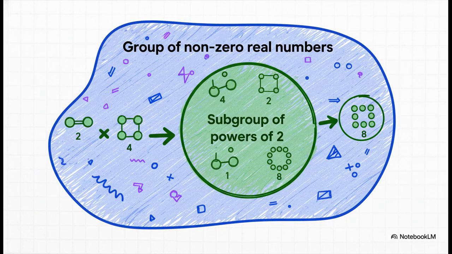Here's a cool example. Think about all the real numbers that aren't 0. They form a group when you use multiplication. But now, just look at the powers of 2, like 2, 4, 8, 16, and also 1/2, 1/4, and so on. That little collection is a perfect subgroup. If you multiply any 2 of them, like 4 times 8, you get 32, which is another power of 2. It's got closure, it's got an identity, the number 1, it's got everything. It's a group within a group.